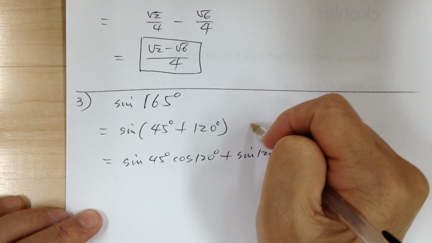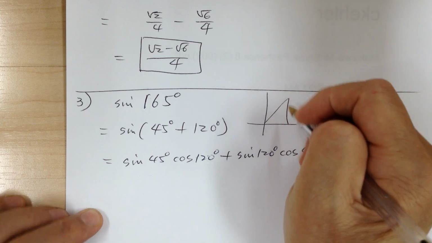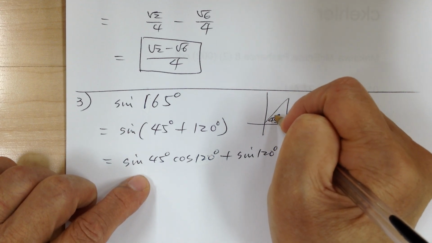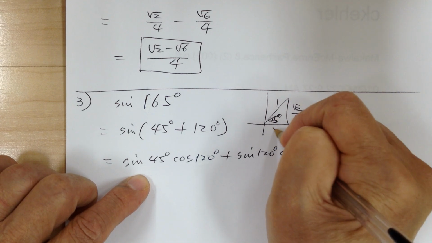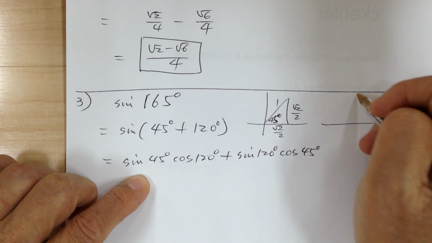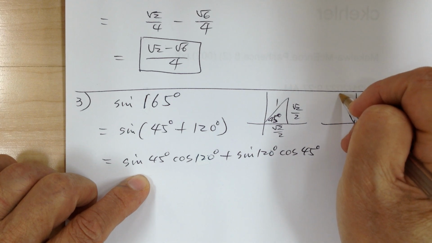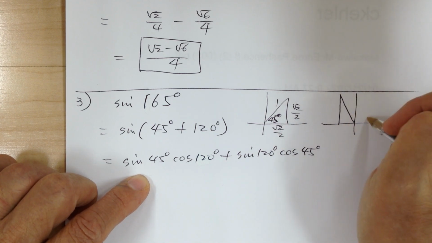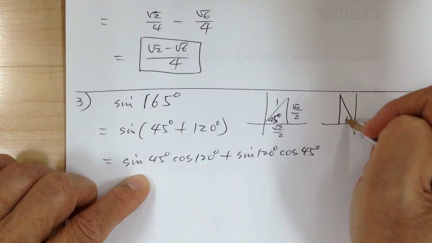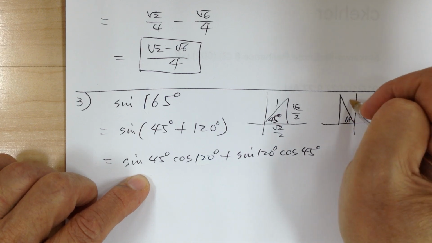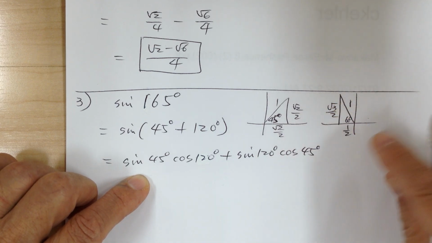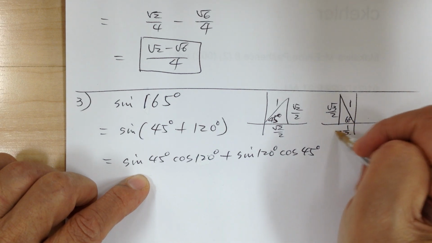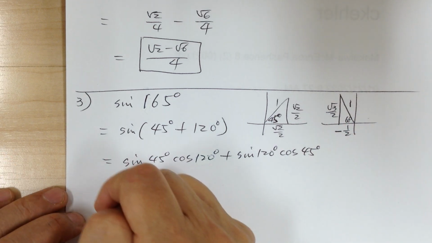Okay, so you can get your triangle ready. So for the 45 degrees, this would be square root of 2 over 2, square root of 2 over 2. For 120 degrees, it's right over here. So if theta equals 120, this would be 60. So that means this is 1, this is 1/2, and this would be square root of 3 over 2. And so once you get the lengths correct, then you have to watch the plus minus. So this is a negative. Okay?